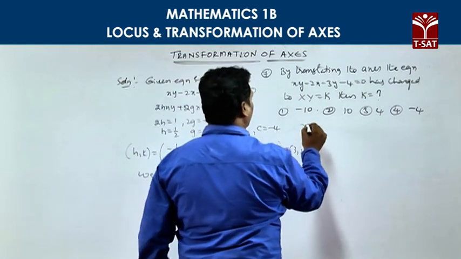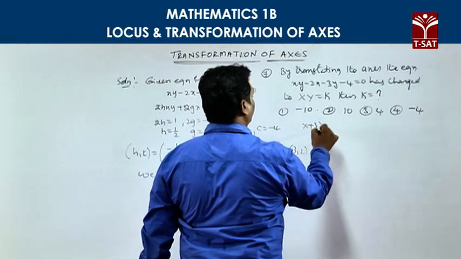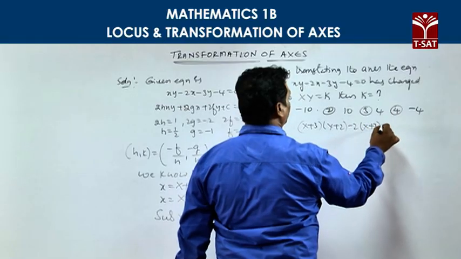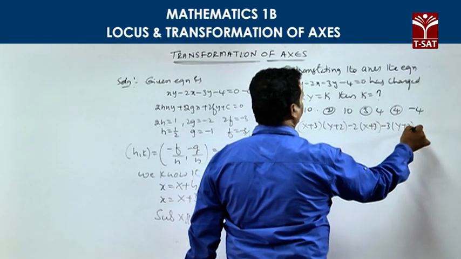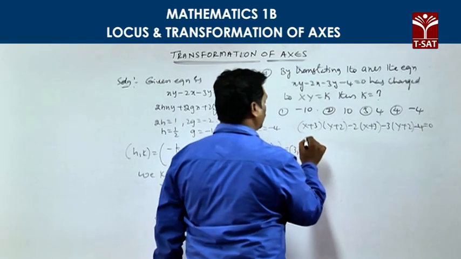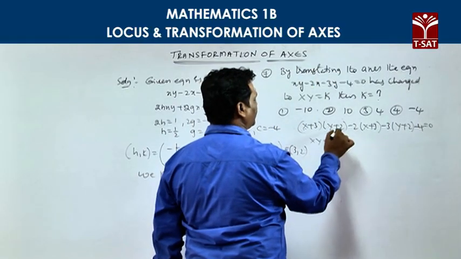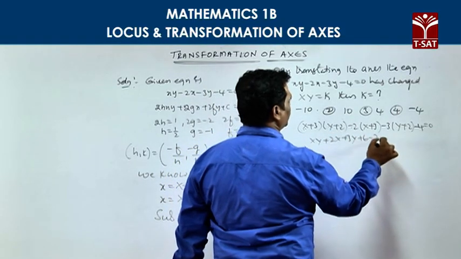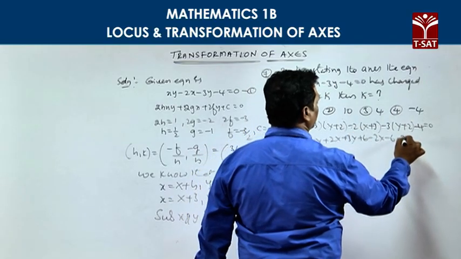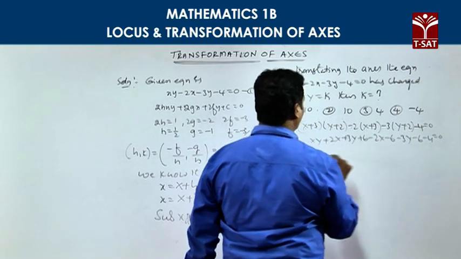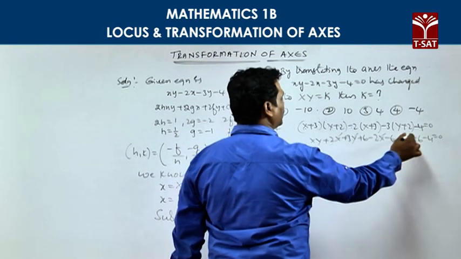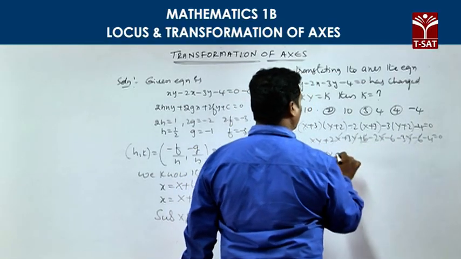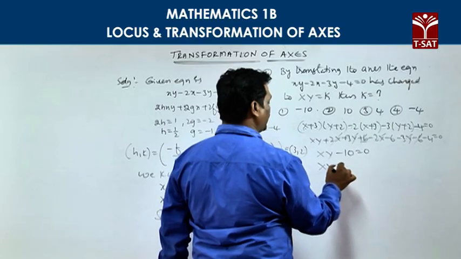Substituting here, X plus 3 into Y plus 2 minus 2 into X plus 3 minus 3 into Y plus 2 minus 4 equal to 0. So here XY plus 2X plus 3Y plus 6 minus 2X minus 6 minus 3Y minus 4 equal to 0. So here 2X cancels, 3Y cancels, 6 minus 6 cancels. So here minus 10, so XY is equal to 10.